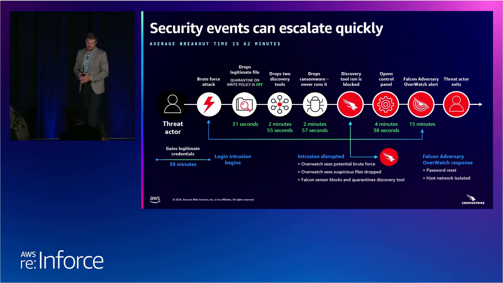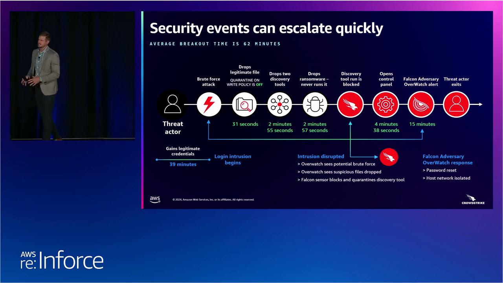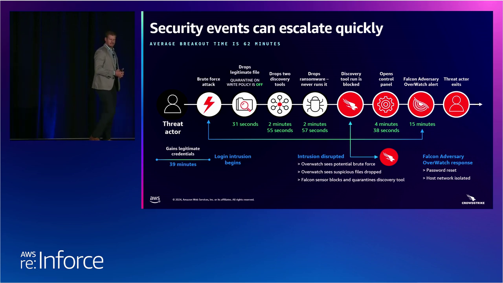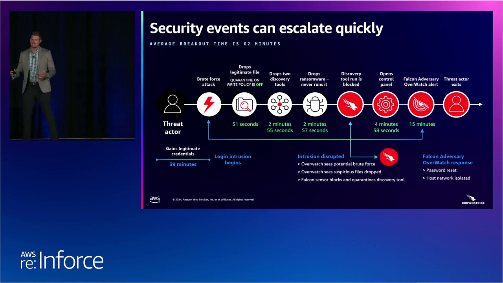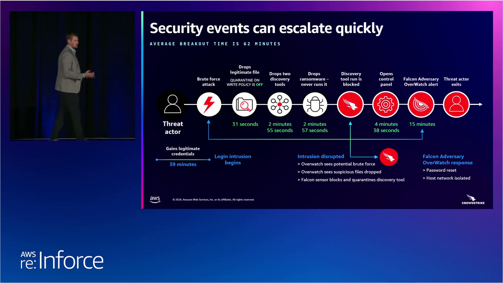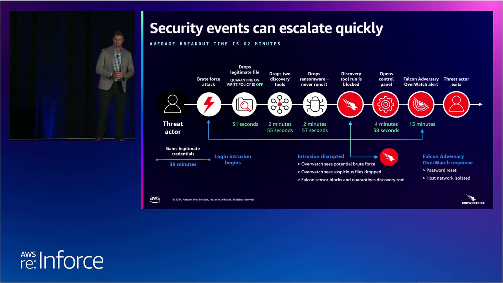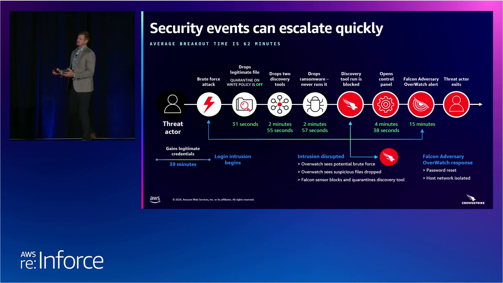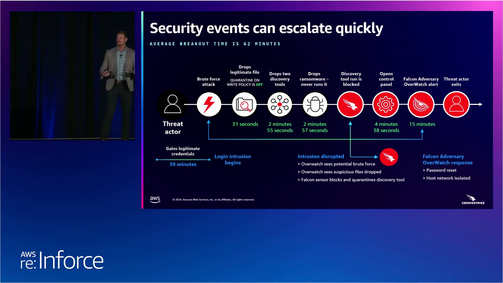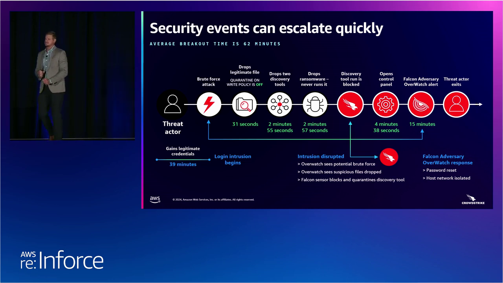It took about 39 minutes for this adversary to come in and break into an account just simply using a brute force attack. From there, they dropped a legitimate file, and the victim here was an environment that didn't have the quarantine policy on, and so it wasn't able to quarantine what was happening. From there, they dropped 2 discovery tools to understand, again, better where they're at in the environment.